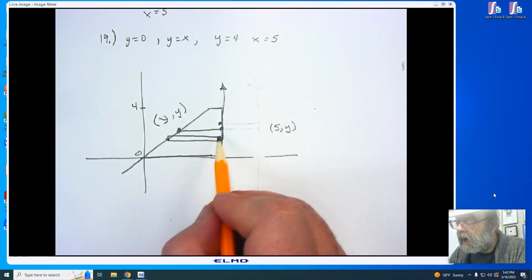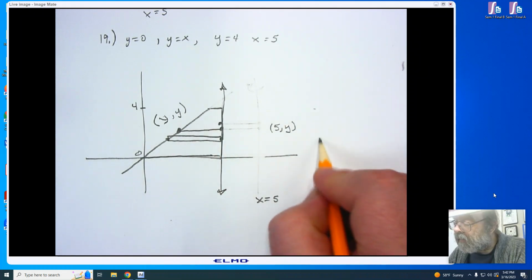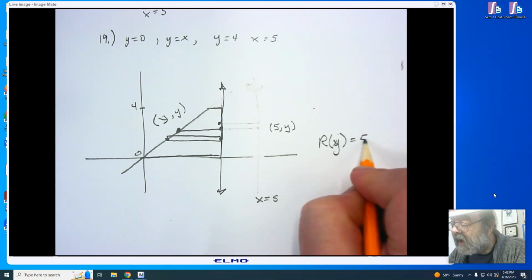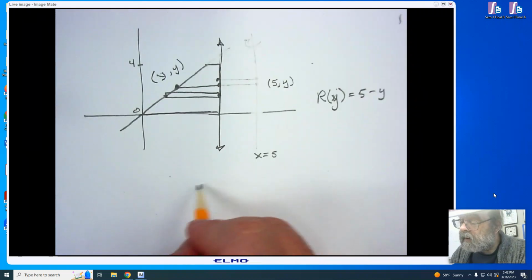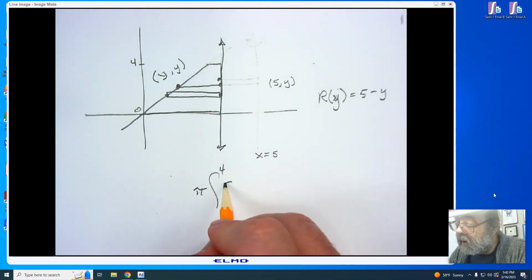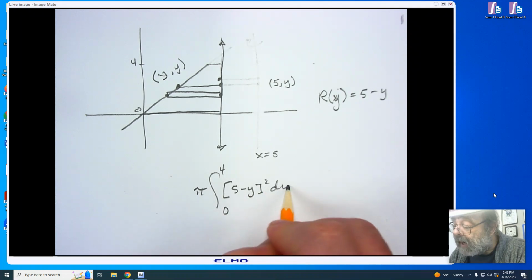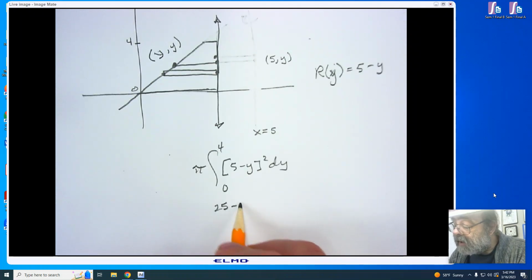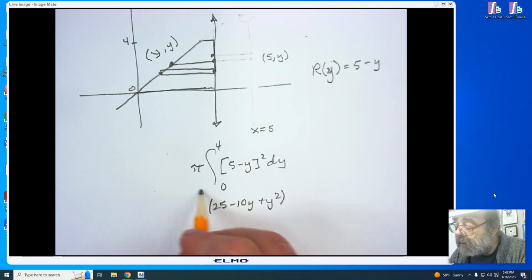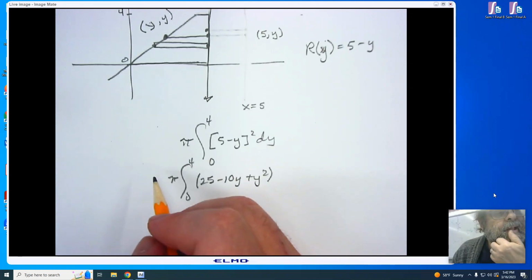So I have my right is 5 minus y. So this r of x, r of y, excuse me, is 5 minus y, pi, integration, 0 to 4 of 5 minus y, the quantity squared, dy, 25 minus 10y plus y squared, 0 to 4 multiplied by pi.